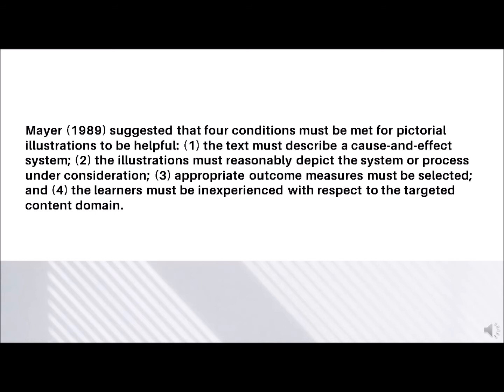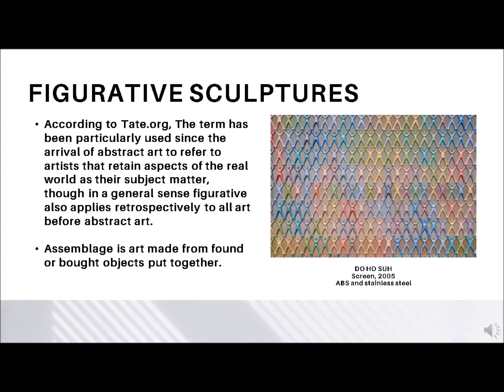Mayer suggested that four conditions must be met for illustrations to be helpful. It must describe a cause and effect system, it must depict the system, and it must have an appropriate outcome, and the learners must be inexperienced with respect to the targeted content domain so that they may understand the problem. The concept of creating a newly fashioned idea from the objects is the main factor in creating this research. An idea which is also factored in this is to create representational art through abstraction. This is also called figurative art.